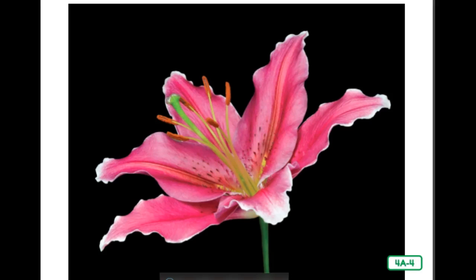But how is pollen transferred from one plant to another? In other words, how does pollination occur? Flowering plants need pollinators to help them with pollination. Pollinators are insects, birds, and other animals that are attracted to the shape, fragrance, or color of a flower. Without pollinators, most flowering plants would not produce seeds and fruit.